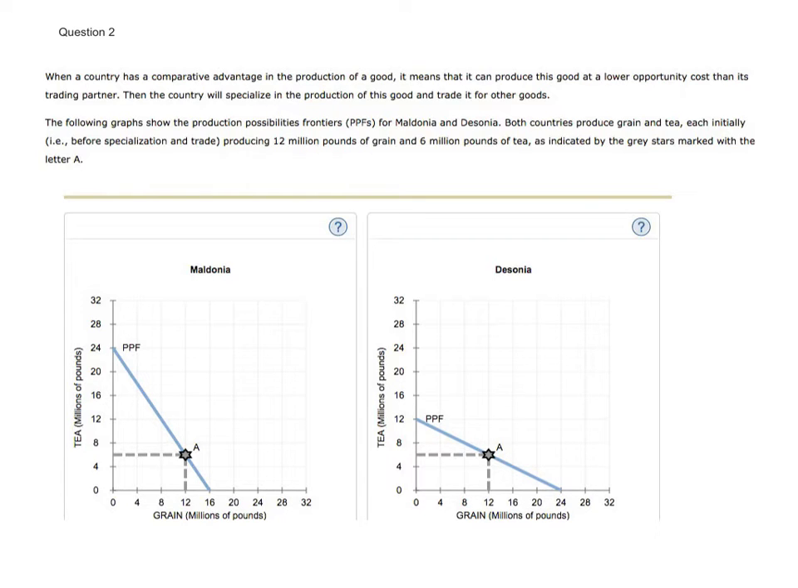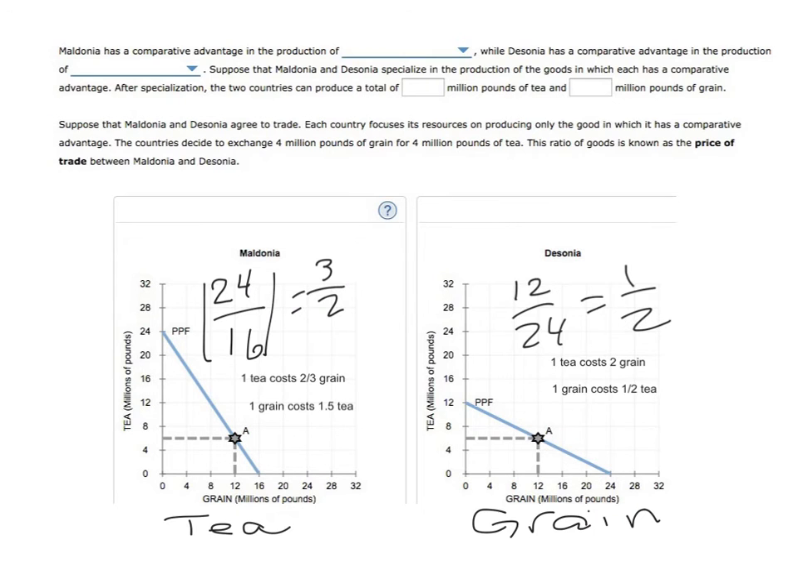Here are our production possibility curves for our 2 countries, Maldonia and Dazonia. Maldonia can produce 24 million pounds of tea, or 16 grain. Dazonia can produce 12 tea or 24 grain. In terms of absolute advantage, Maldonia has the absolute advantage here in tea, right? 24 to 12. Opposite in grain. But let's look at comparative advantages.